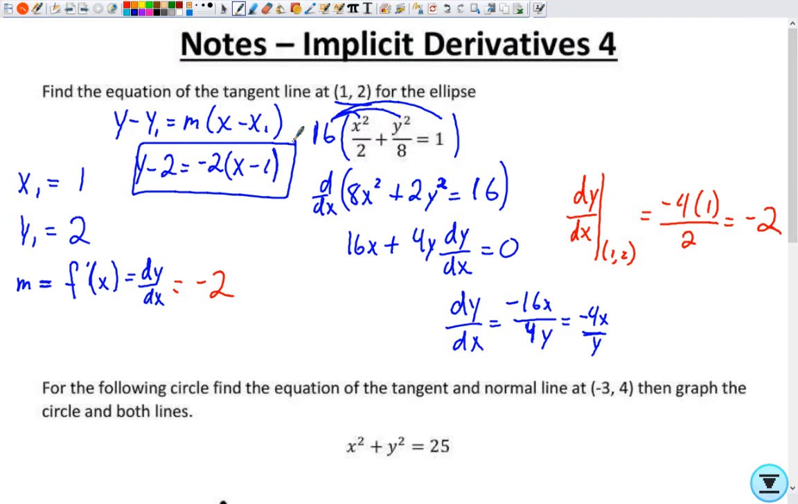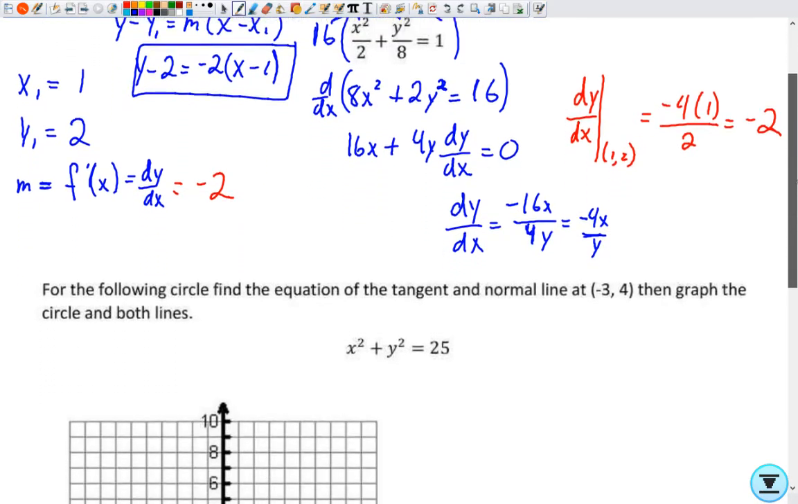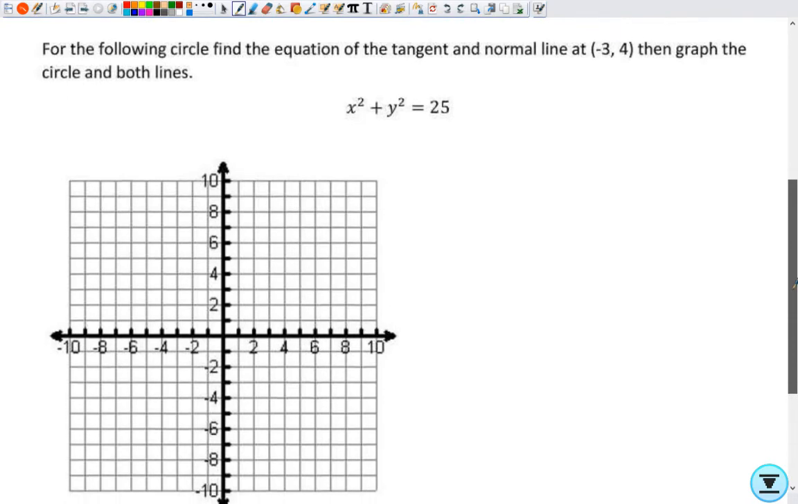That's it. So it's basically the same thing we've been doing with tangent lines with regular functions. We're just, when we find the slope, we have to take the derivative implicitly. Okay? So now the second one.